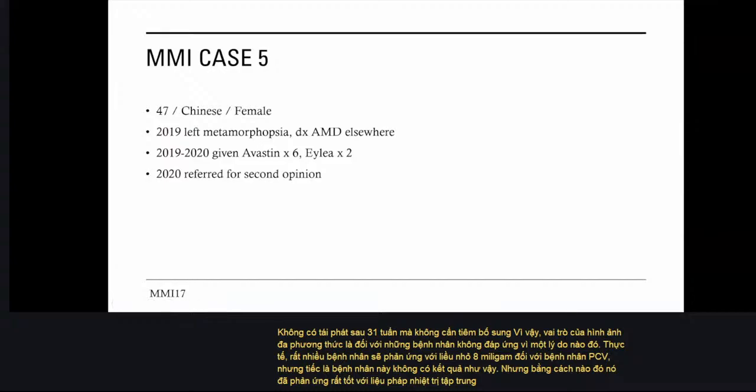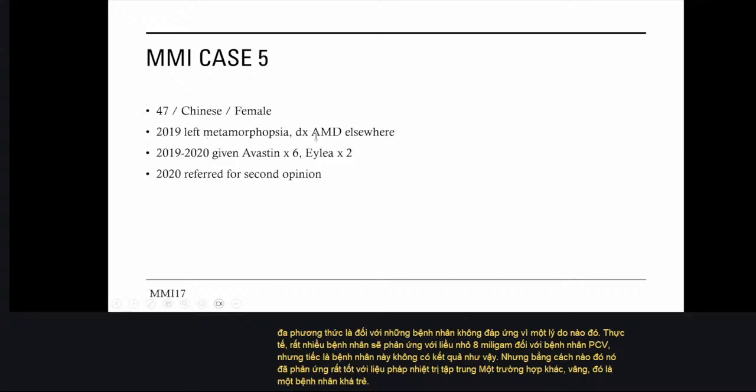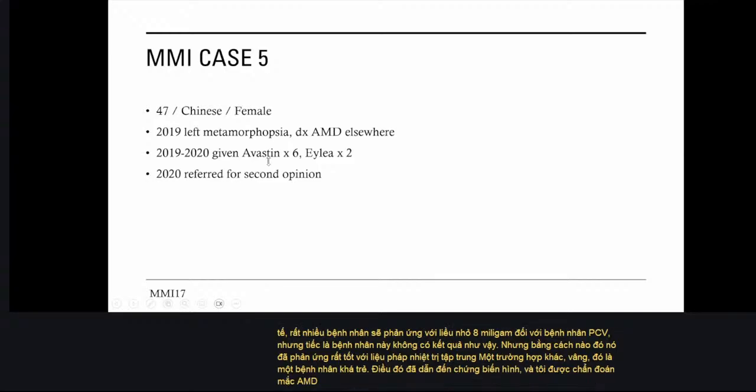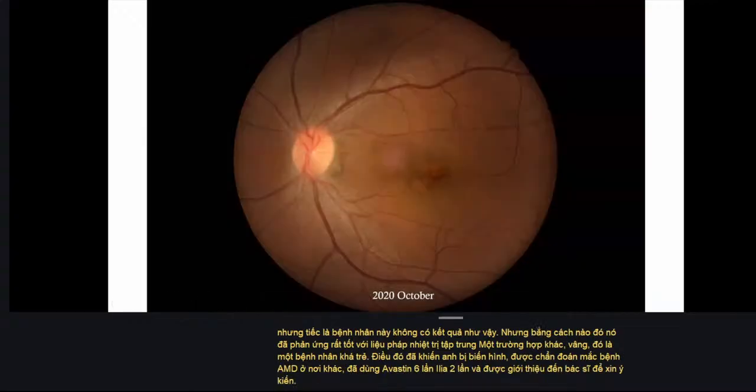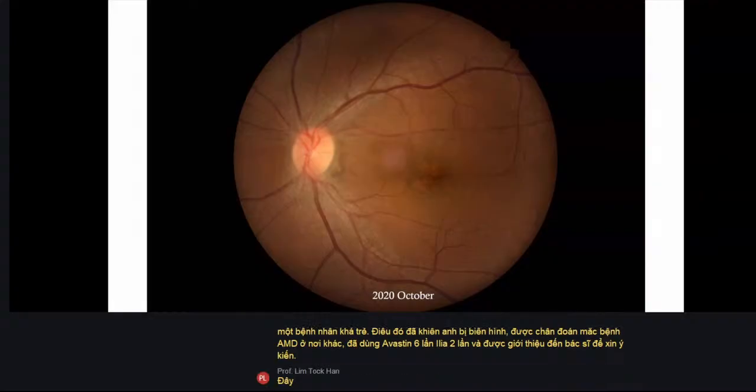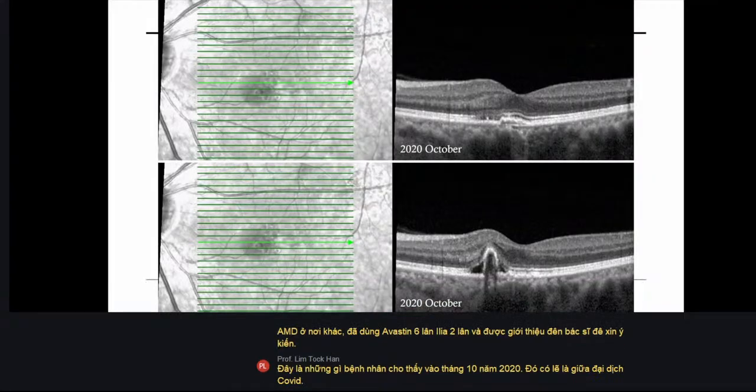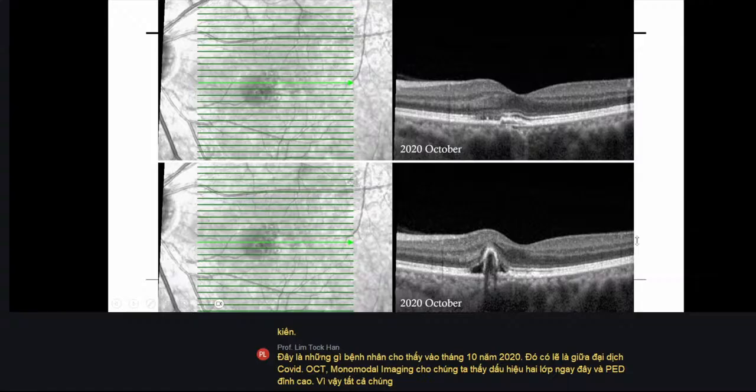So another case, a fairly young patient that has left metamorphopsia, was diagnosed with AMD elsewhere, was given Avastin times 6, Eylea times 2, and referred in for an opinion. This is what the patient showed in 2020, October. That's probably in the midst of COVID. OCT, monomodal imaging, shows us a double layer sign right here and a peak PED. So we all expect that to be a polypoidal case.